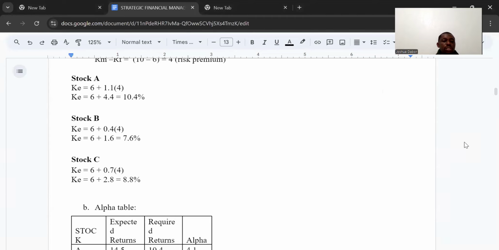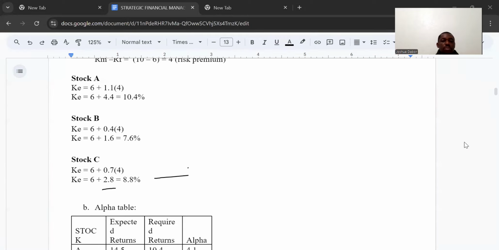So for security C, still the same thing. 6 plus the beta is 0.7, and 0.7 times 4 gives you 2.8. The return becomes 8.8 for security C. So now, how do you know if a security has been overvalued or undervalued?